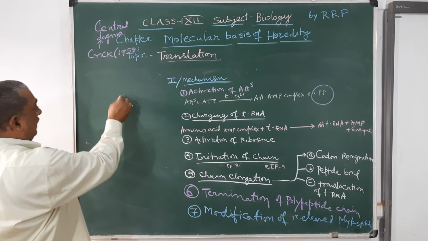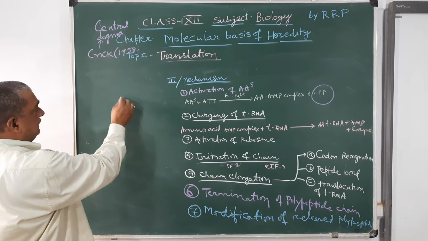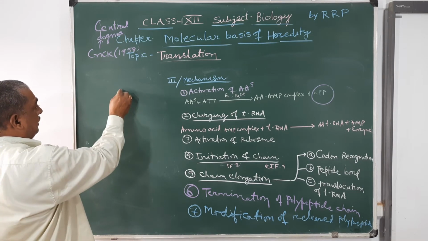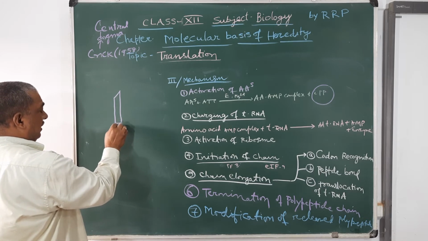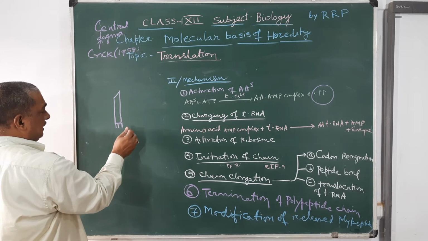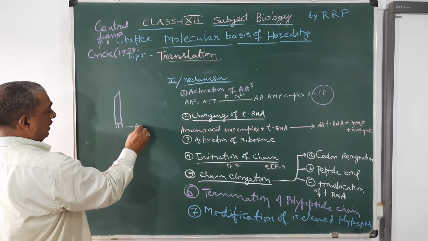Next point is the charging of tRNA, and you know tRNA contains an anticodon. The codon's opposite is called the anticodon.